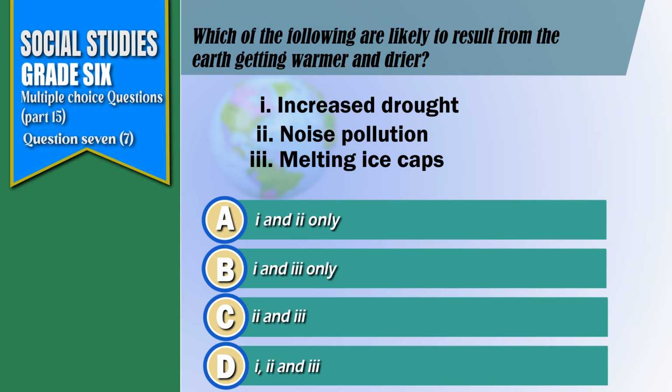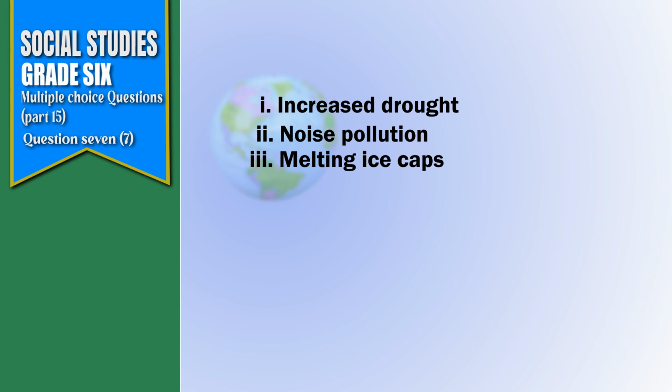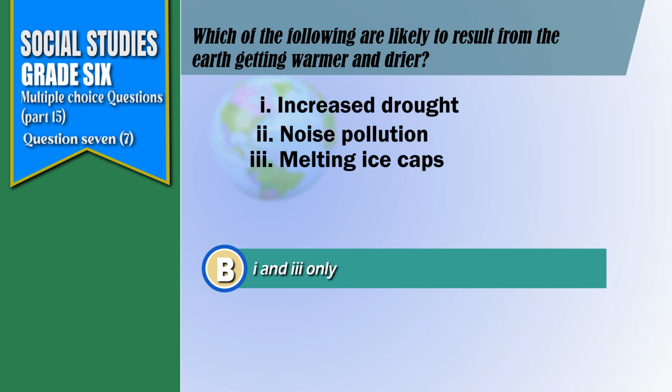Increased drought and melting ice caps. So the answer for question 7 is B. 1 and 3 only. This is simply because when the Earth's atmosphere becomes warmer, it means that global warming has occurred and is continuing. And some of the effects of global warming are increased drought or long periods of dryness on the land or in the atmosphere, and also melting ice caps. That's because the heat increases in the atmosphere and temperature just allows such to result as it increases.